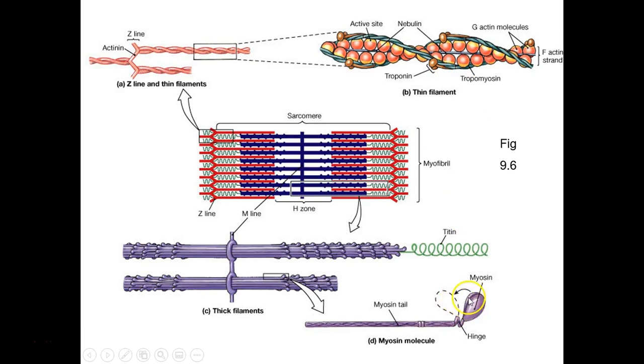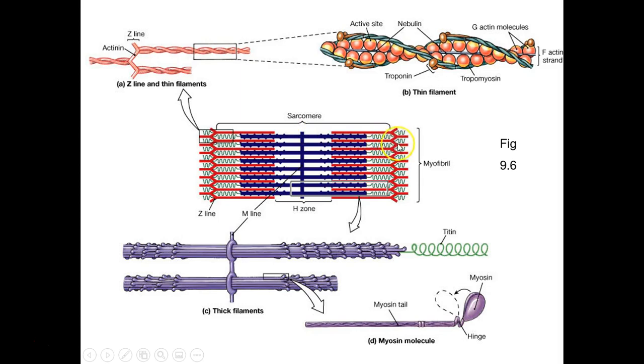This little head can do a couple of motions, right? It can cock and bind, and then it's got this hinge region, and then it can do a power stroke, so it can pull on that actin. But don't forget, you've got bunches of them that can do this. See, these guys are all bound, and they can pull this actin towards the middle.